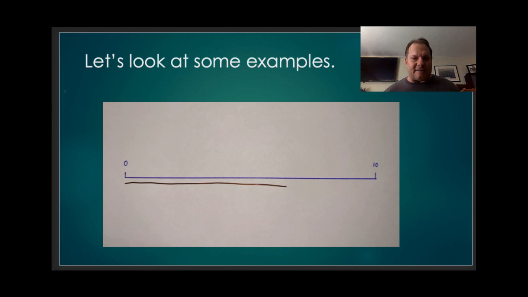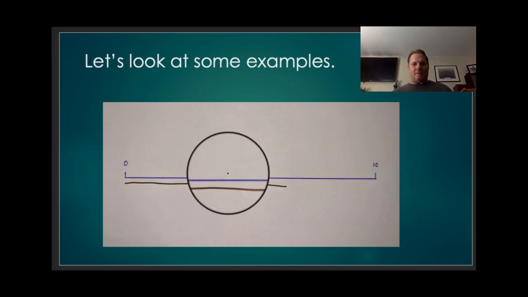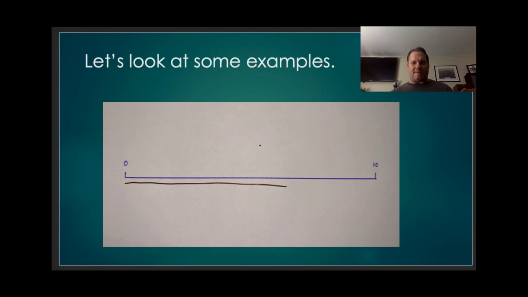Ooh. All right, so over here we have 0, and this side we have 10. Where's this line? Oh.